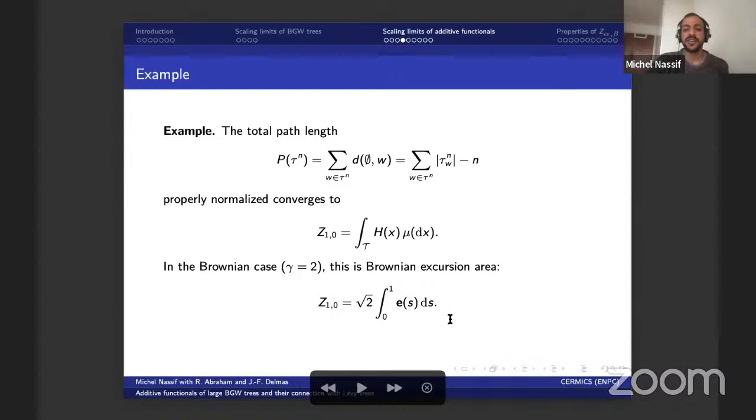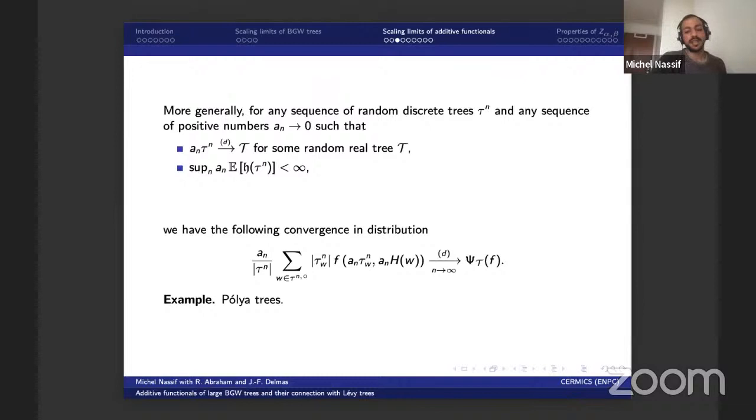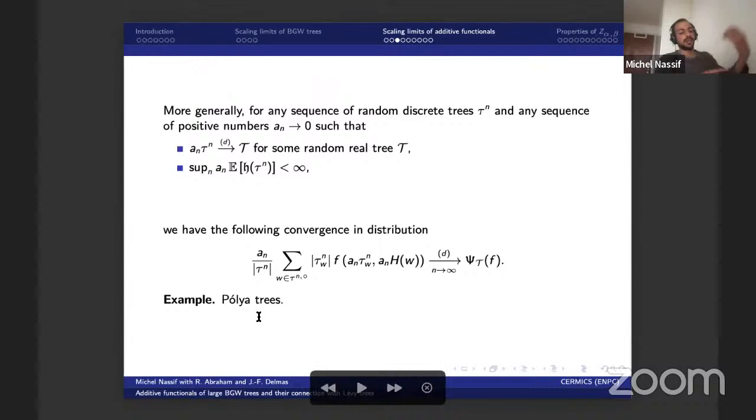Sorry, what is a Polya tree? It was mentioned, Polya tree. What is a Polya tree? Just one slide before. This is Polya trees. What is it? It's not that important. It's just another model of trees. Okay.